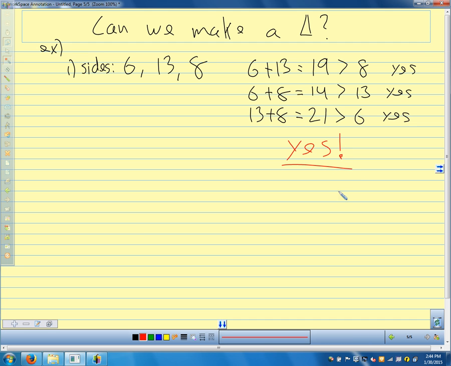Are you going to have to actually draw it? No, you don't have to draw it. So let's look at another one. Our sides are 9, 12, and 3. So we test it out with the triangle inequality. 9 plus 12 equals 21. Is that bigger than 3? Yes.